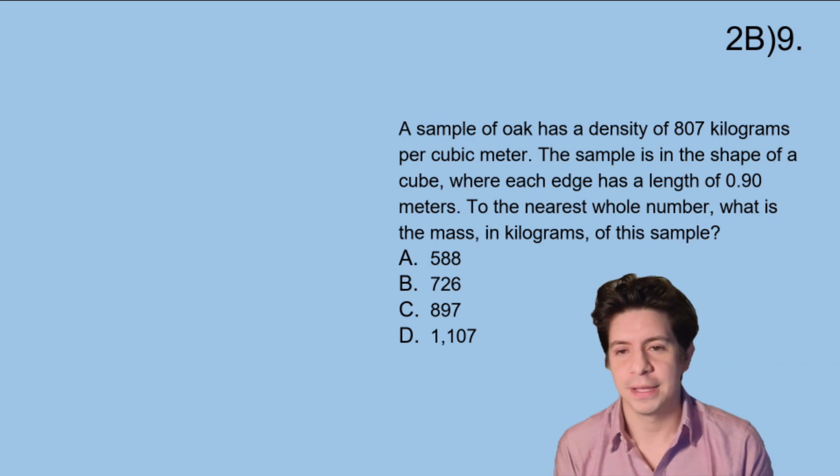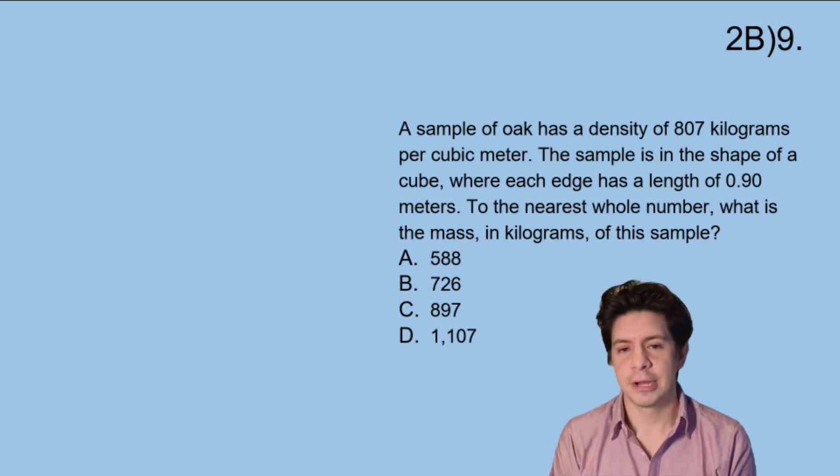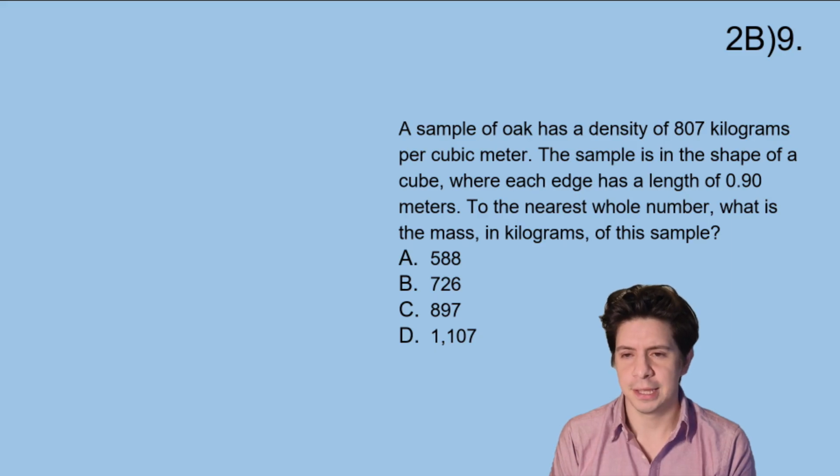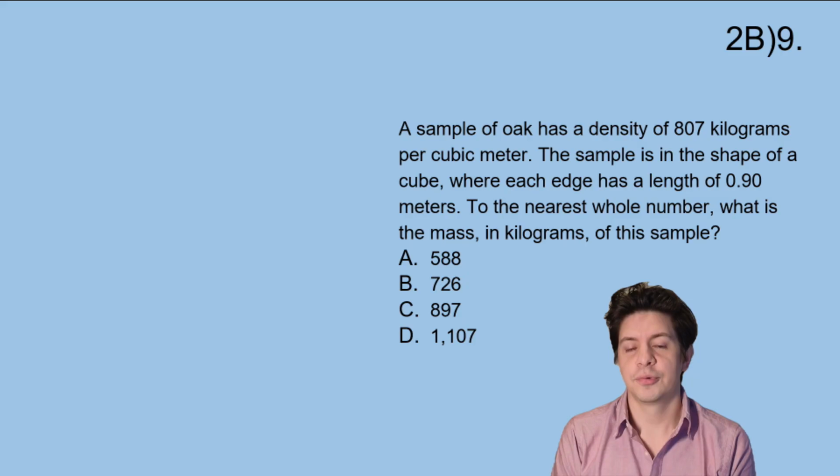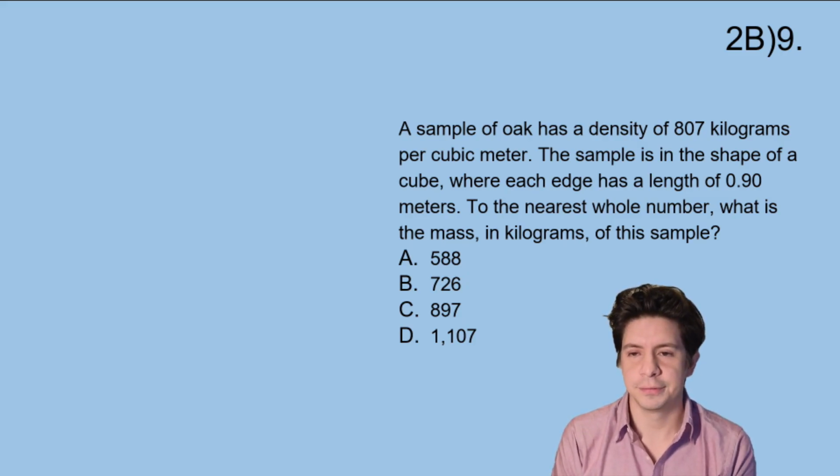A sample of oak has a density of 807 kilograms per cubic meter. The sample is in the shape of a cube where each edge has a length of 0.9 meters. To the nearest whole number, what is the mass in kilograms of this sample?